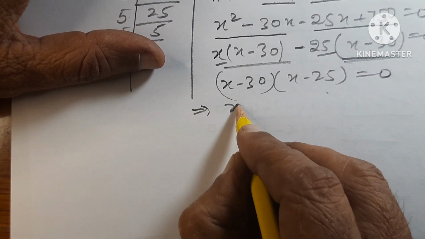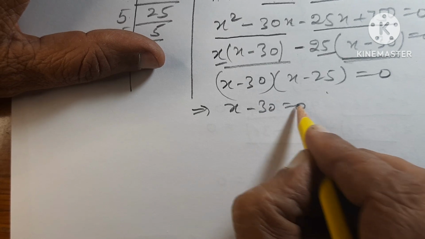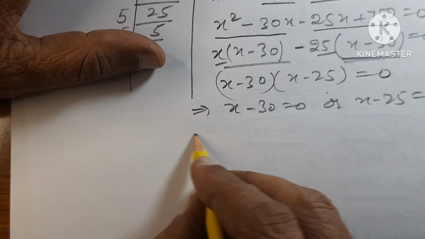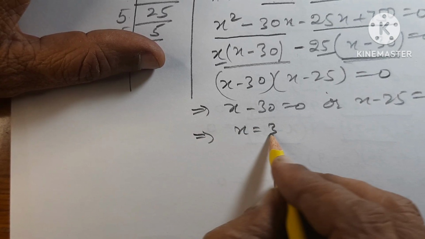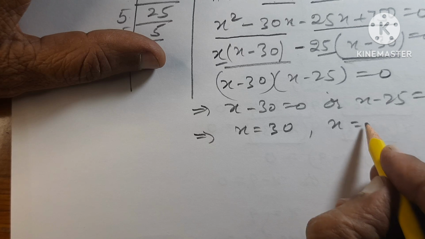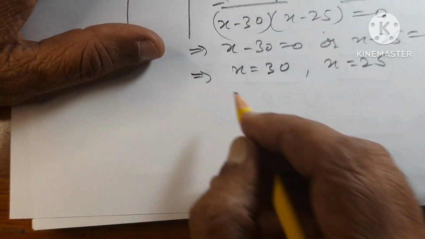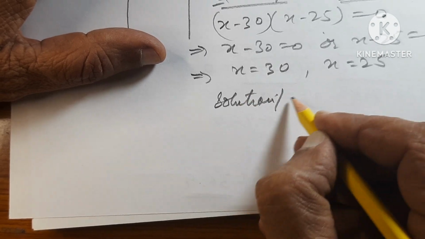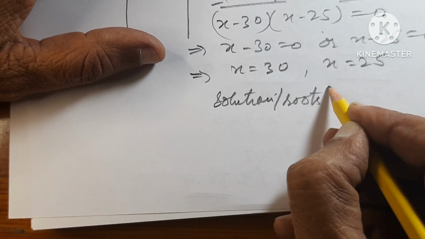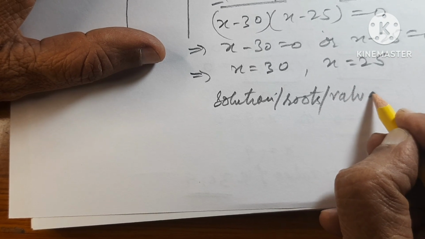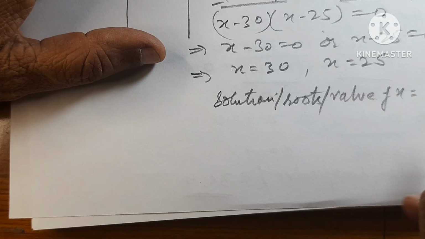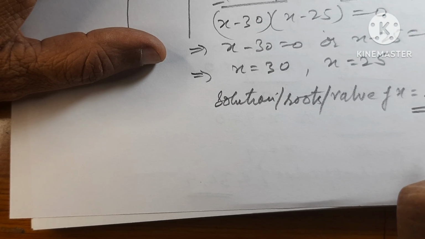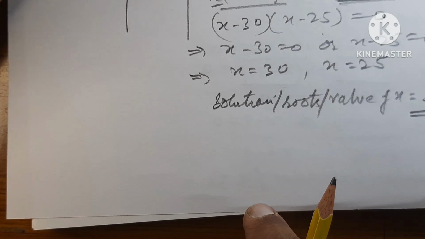That means x minus 30 is equal to 0 or x minus 25 is equal to 0. That means x is equal to 30 or x is equal to 25. That means the solution, or the roots, or the value of x is equal to 30 and 25. So this is how to solve this question.